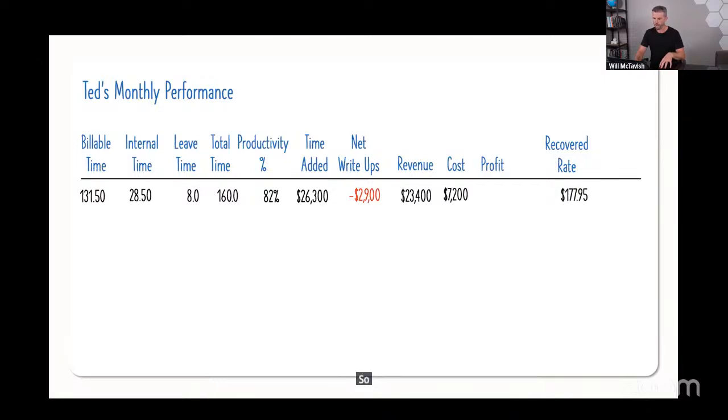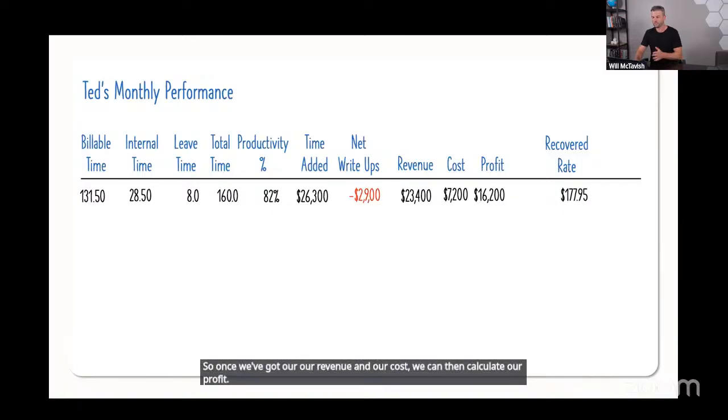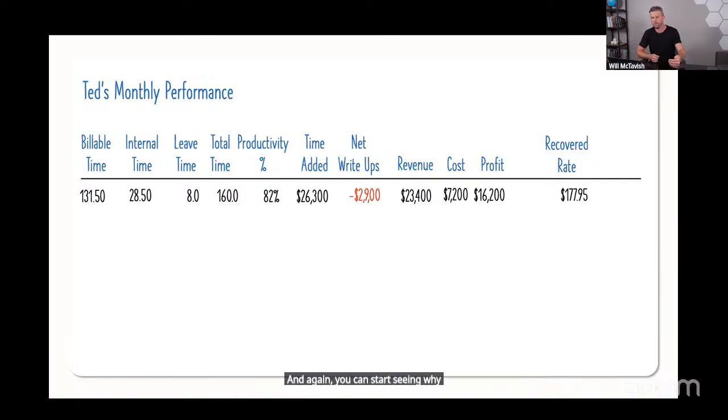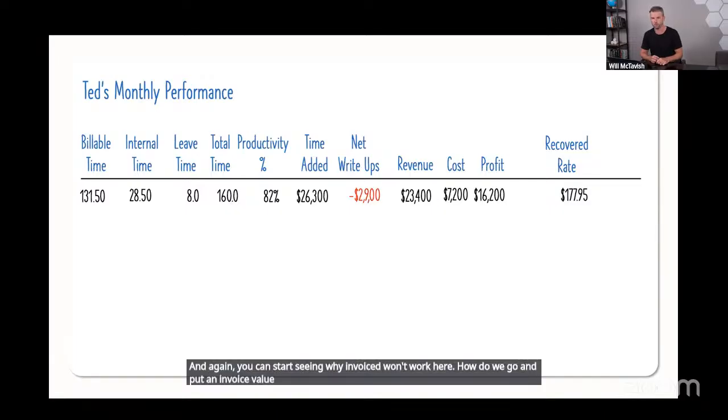Once we've got our revenue and our cost, we can then calculate our profit. And again, you can start seeing why invoiced won't work here. How do we put an invoice value into this report? It's not possible, right? Because invoices could be deposits on jobs and they're not recognized against people. This is why we need to use revenue.